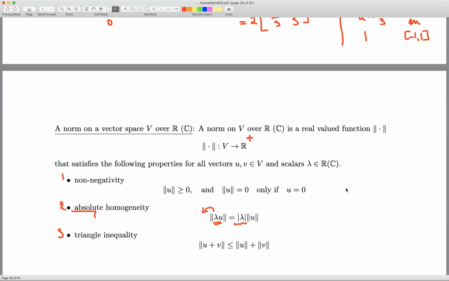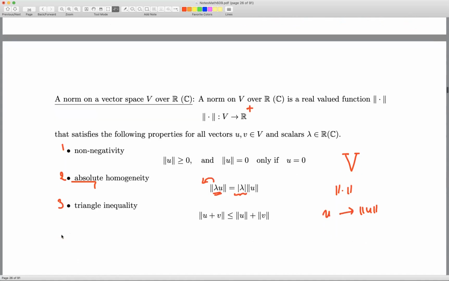So once again, any abstract function that to every element of the vector space assigns some number, and this assignment satisfies these three conditions, is called a norm.